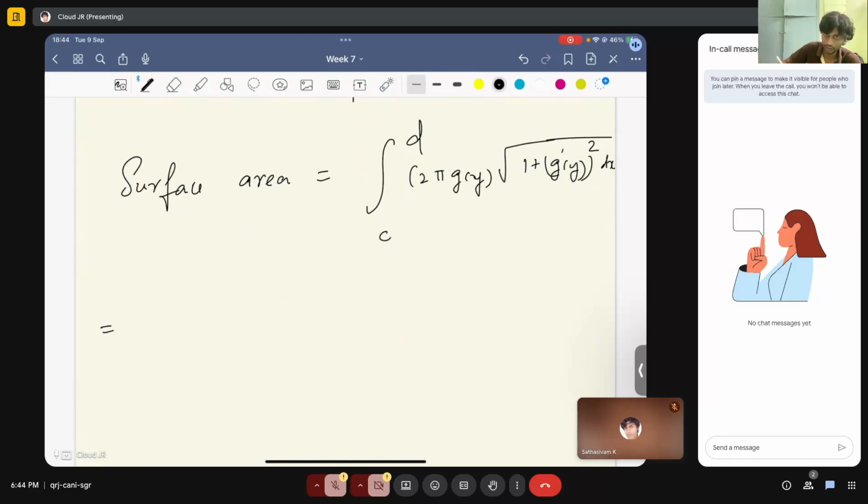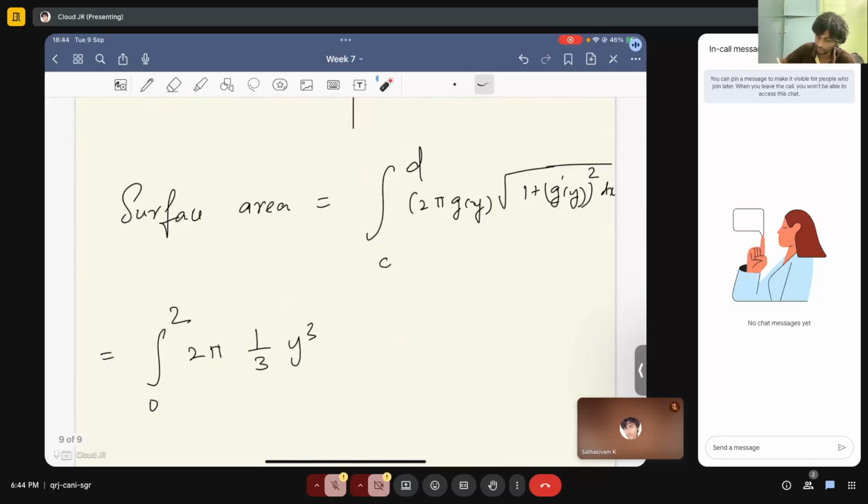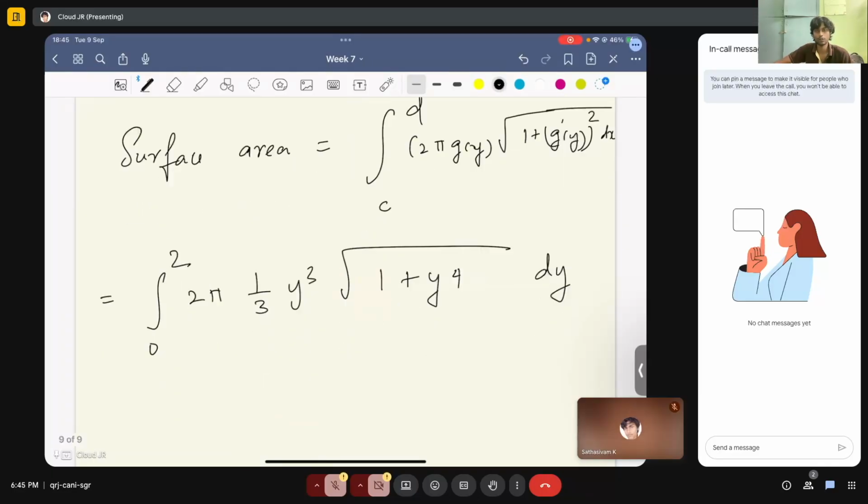Okay, so let's compute it here. I mean, here also there's not much to compute. So this is 0 to 2, 2 pi 1 by 3 y cube. Now you want to take the derivative of this. The derivative of 1 by 3 y cube is basically just y square, and you have to take another square. So if you write it down, you will get 1 plus y power 4 dy. Okay. So far so good.